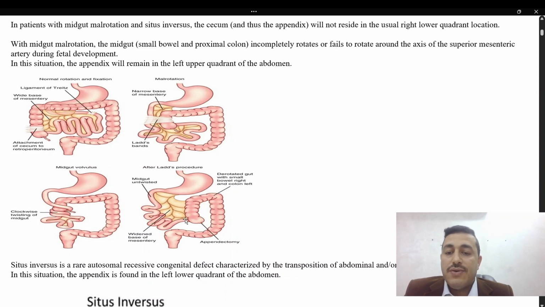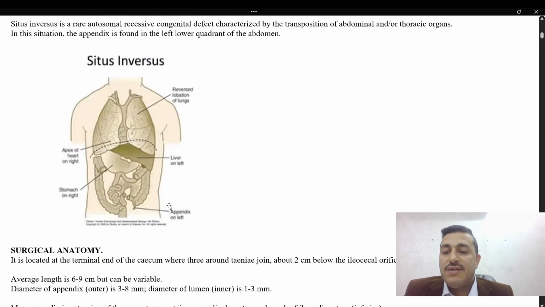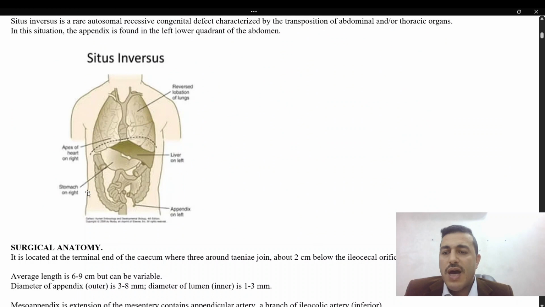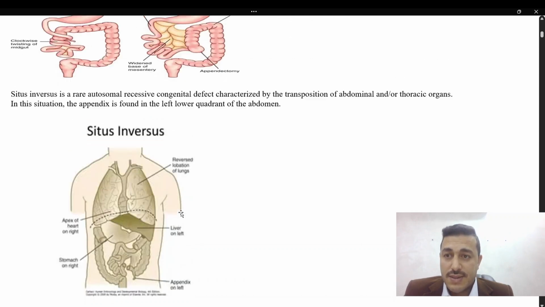And you can see here in the LAD procedure we do what we call an incidental appendectomy. We will discuss it later on. Situs inversus is actually when we have a mirror image of the organs. It can be situs inversus of the abdomen, situs inversus of the chest. It can be both. You can see here the appendix is located on the left side.